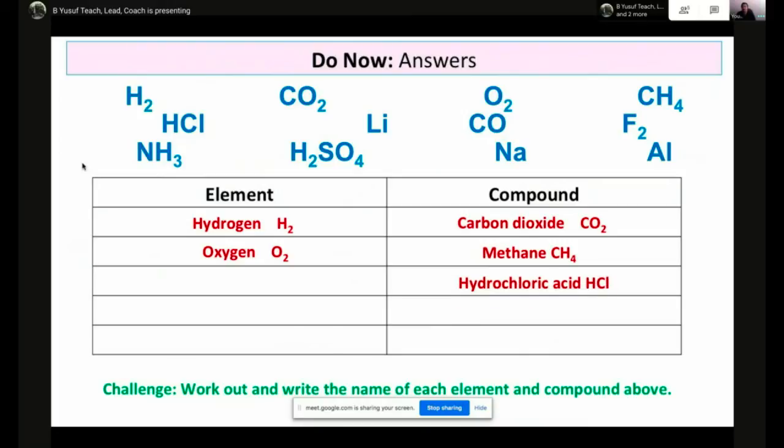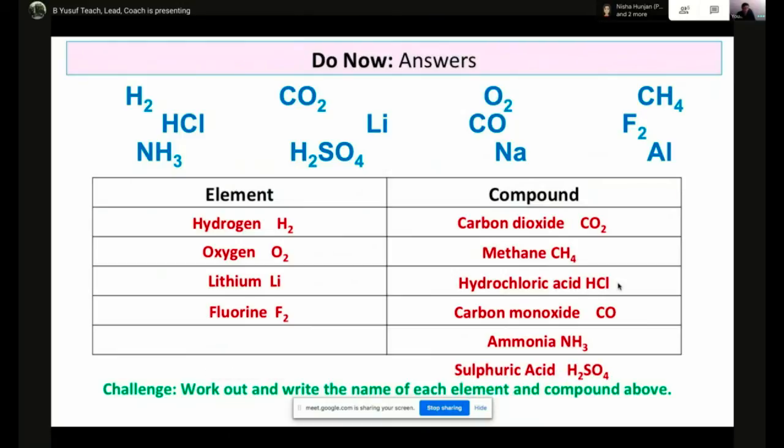Hydrochloric acid, HCl. And just to clarify, because some people think this is an I, chlorine is represented by the chemical symbol capital C, lowercase l. So this actually is an L. Lithium, Li, is an example of an element. Carbon monoxide, CO, is another example of a compound. And fluorine, F2, is an element. And lastly, ammonia, NH3, is another example of a compound. Sulfuric acid again. And sodium, Na.